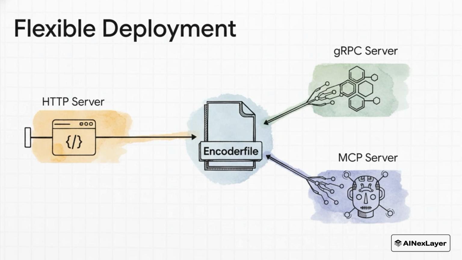And it's not a one-trick pony either. This single file is incredibly flexible. It can act as a standard HTTP server, which is perfect for most web applications, or it can be a super high-performance gRPC server for when you're building complex microservice systems. It can even be an MCP server, plugging directly into the most modern AI agent frameworks. It's built to fit into whatever you're building.